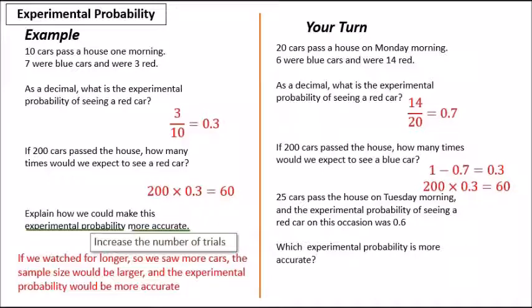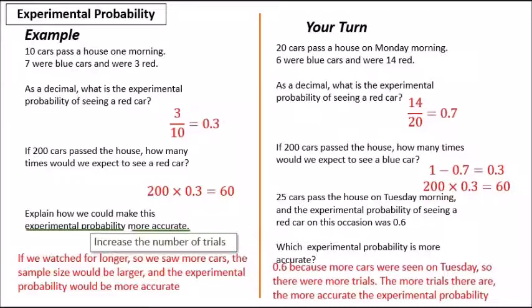25 cars passed a house on Tuesday morning, and the experimental probability from this example was 0.6. Which experimental probability is more accurate, the 0.6 from the 25 or the 0.7 from the 20? Well, in fact, it is the 0.6, because we saw more cars on Tuesday, therefore that experimental probability is more likely to represent the actual spread of different colour cars in the population rather than the 20 cars.